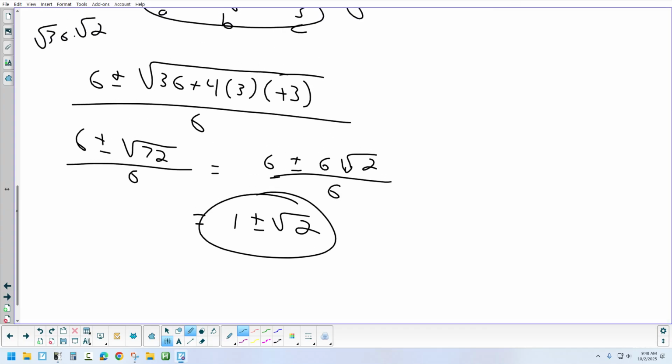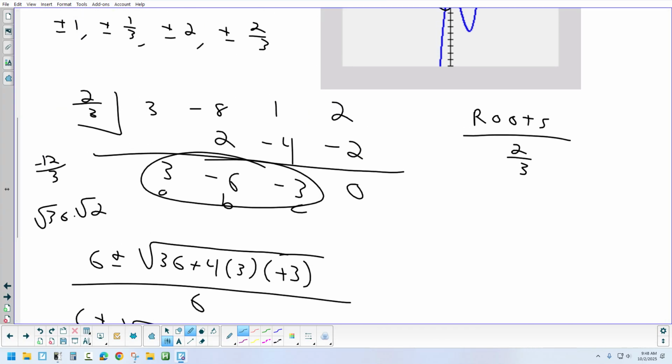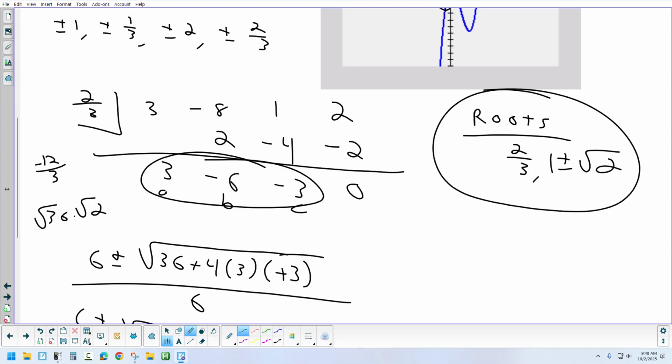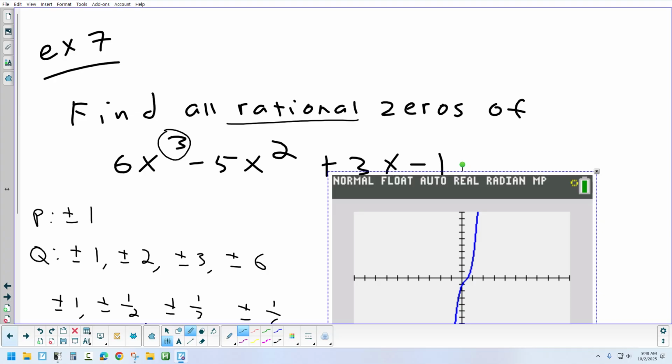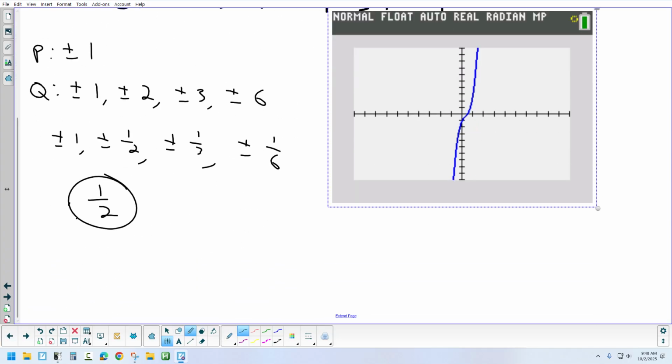Okay, so let's add that to our list. 1 plus or minus root 2. You only have to find those roots with the quadratic formula if they say all roots, like all rational and irrational. If it didn't ask for the irrational, then I could have stopped like I did in this problem, right there.